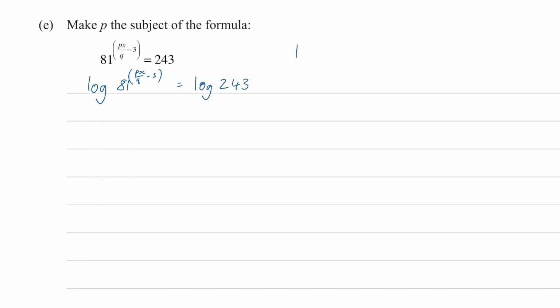And now hopefully you'll remember this log law, where if we have a power, we can bring it out to the front to multiply by the log. I took the power of n, brought it out the front, so now it's multiplying the log. We can do that exact log law here, where instead of n, we bring px over q minus 3 out the front, because that was in the power. And we're left with log of 81. And on the right hand side, we're left with log 243 still.